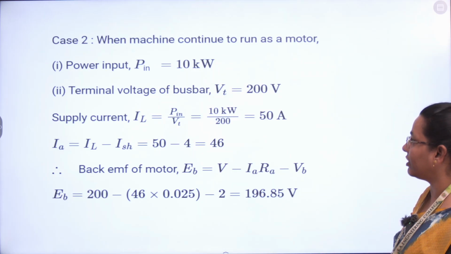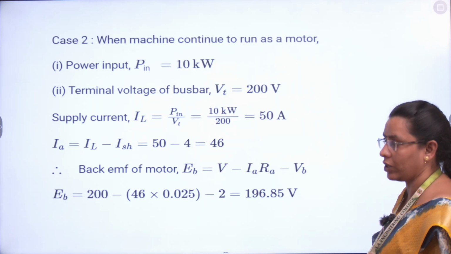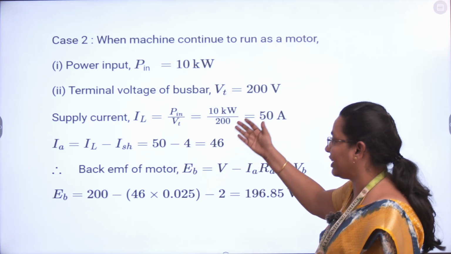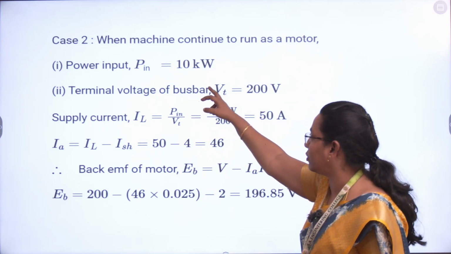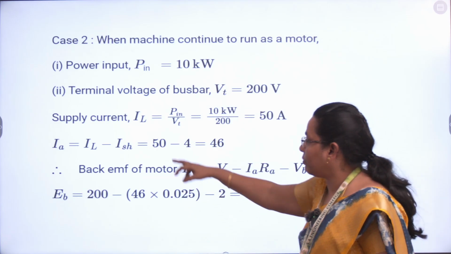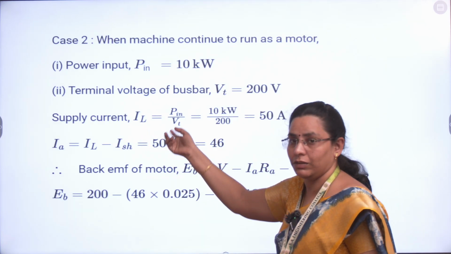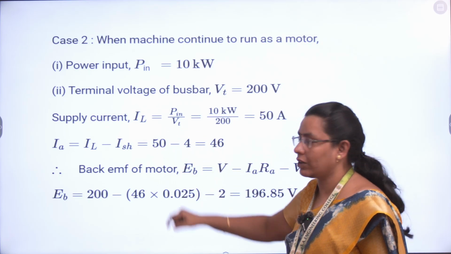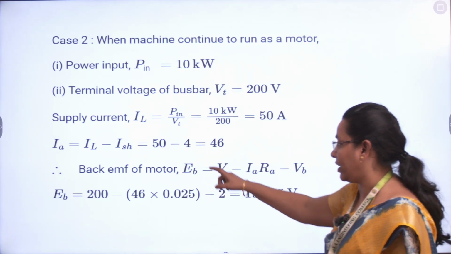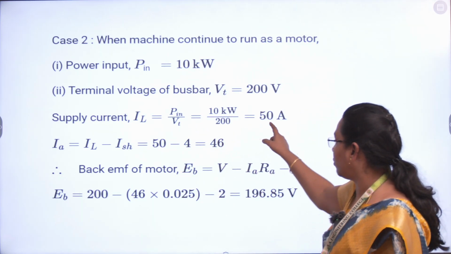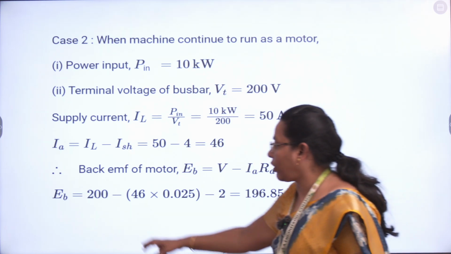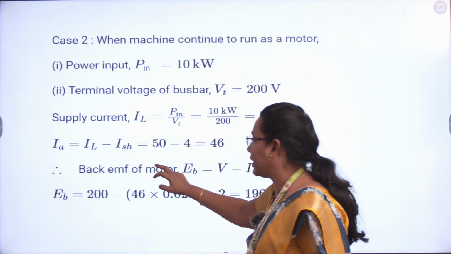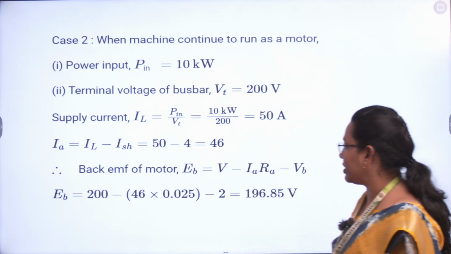Next case, when the machine continues to run as the motor. For the motor, we need the input data. Input power equal to 10 kilowatts. From this we have to calculate the supply current; in the generator we calculated the load current, and in the motor we are going to calculate the line current. So P in divided by Vt equal to 50 amps. So Ia equal to IL minus ISH. This IL is nothing but the supply current. 50 minus 4, 46 amps.